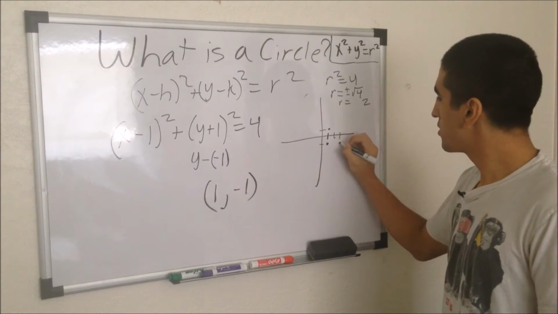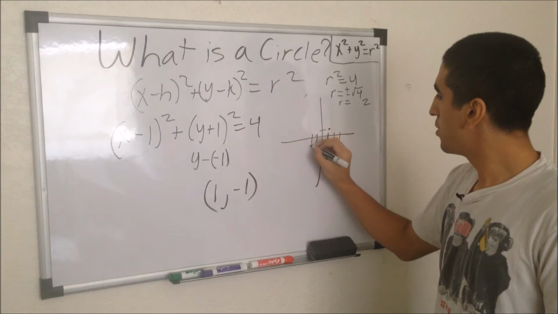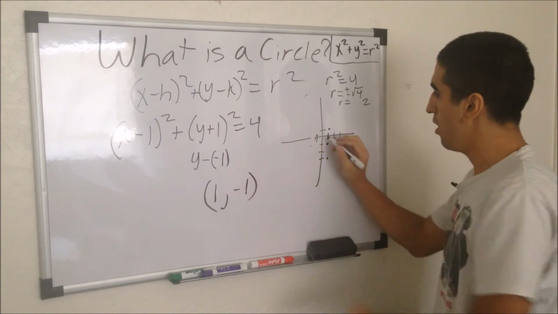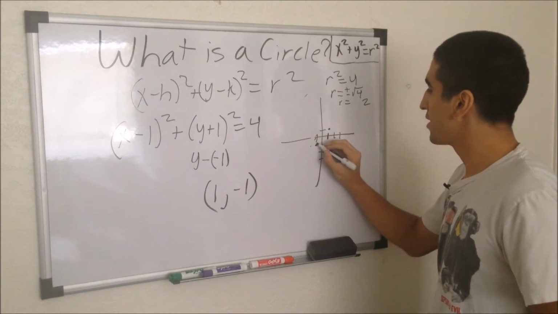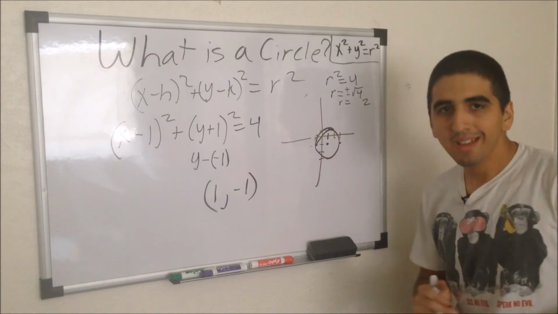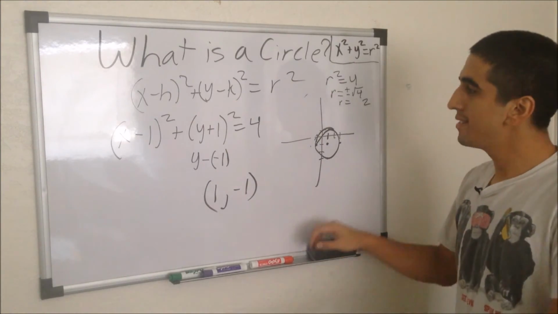And we have a point of the circle right there, and there, and there. And we'll just, oh no, I was wrong. And a point of the circle right there. There we go. There's our circle. And that is most of what you need to know for dealing with equations of a circle.